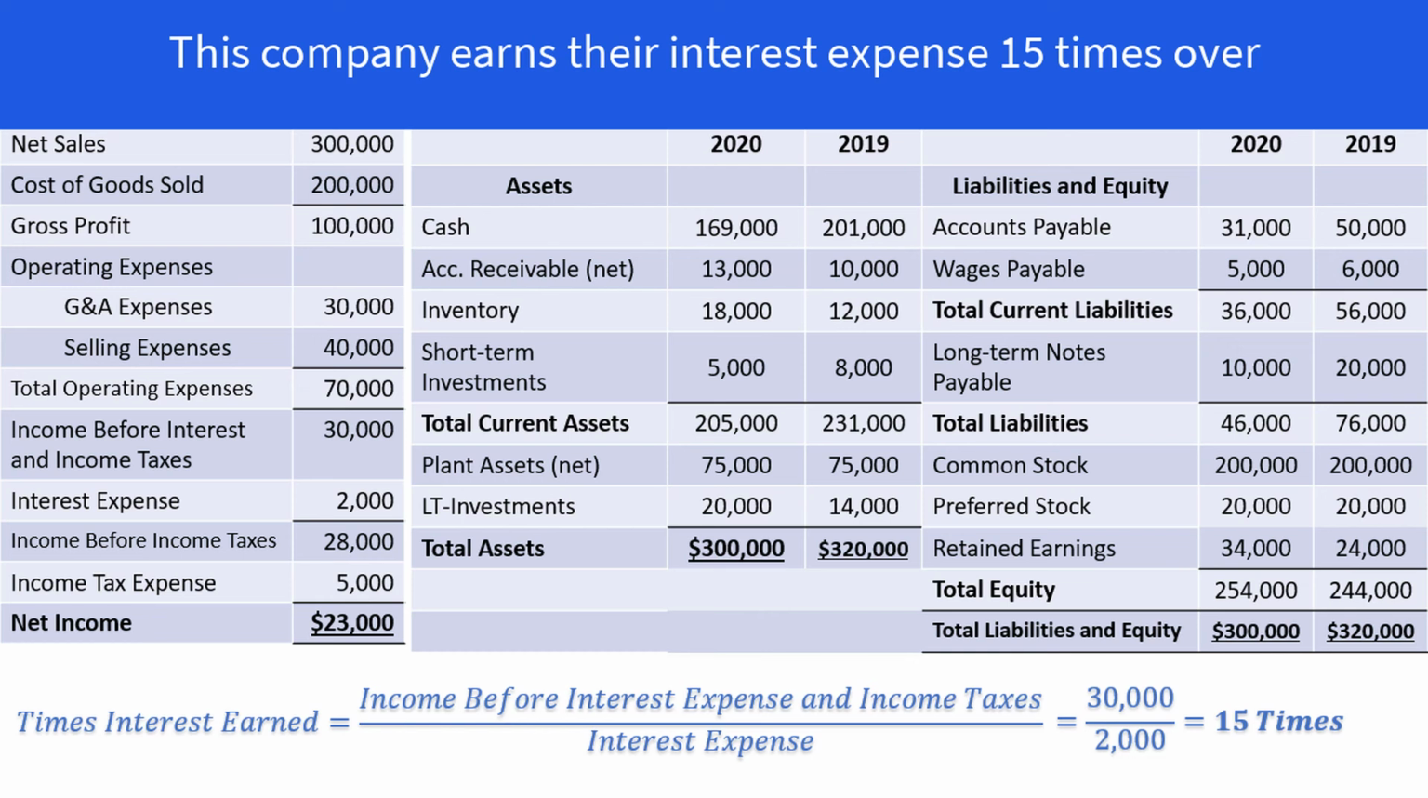Interest expense is often viewed as a fixed expense as it depends on liabilities and not sales. A times interest earned ratio of 15 suggests that the company can easily cover their interest expense. If the times interest earned ratio falls below 1.5 or 2, that might suggest a higher chance of defaulting on liabilities.